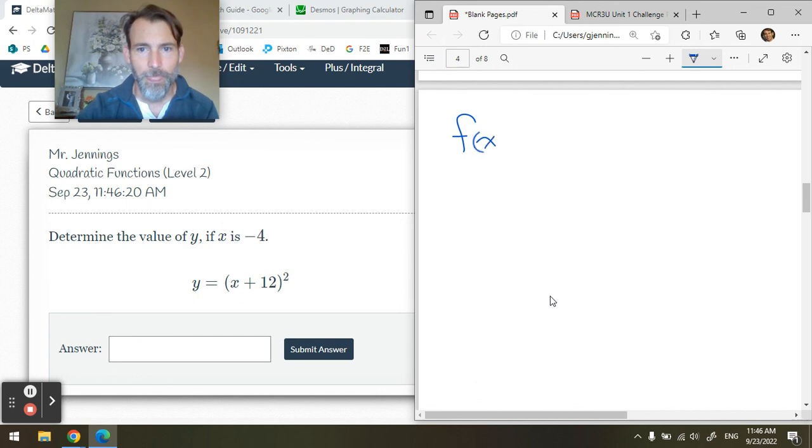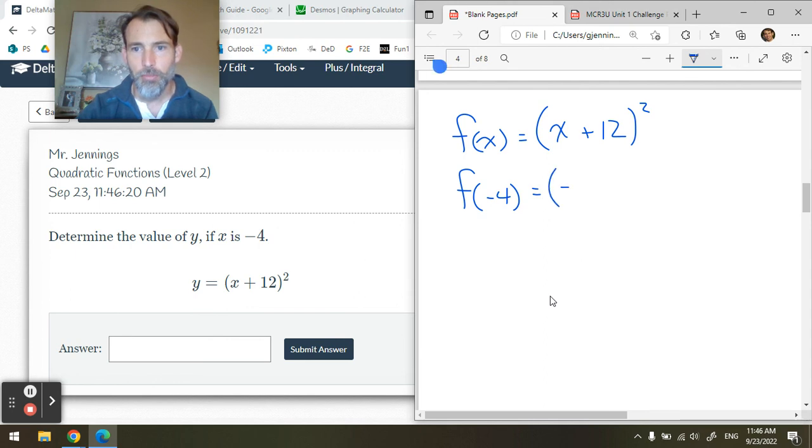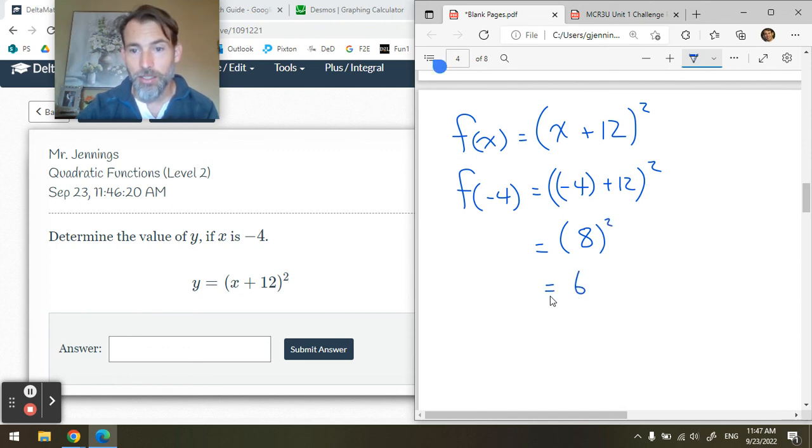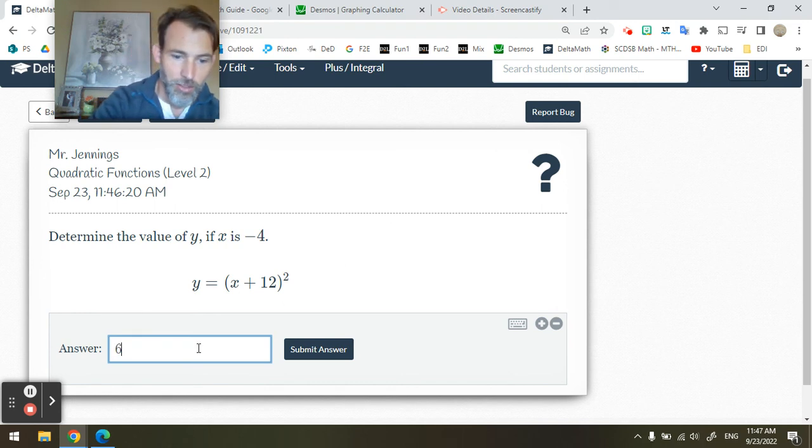f of x is equal to (x plus 12) squared. We're going to have f of negative 4 is equal to (negative 4 plus 12) squared. Well, there's nothing to do inside that bracket, so actually these brackets are not necessary, but it's good practice. So this is negative 4 plus 12. If it was minus 4 degrees yesterday and tomorrow is going to be 12 degrees warmer, you can bet it's going to be 8 degrees out. Then that's what we square, and that's going to be 64. So that is our answer, 64.